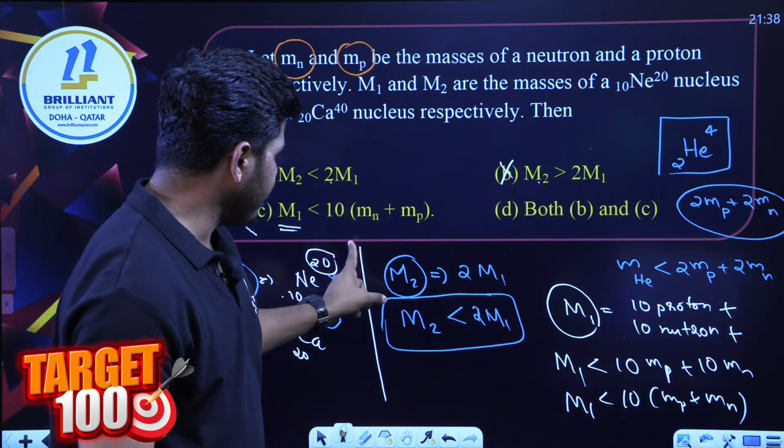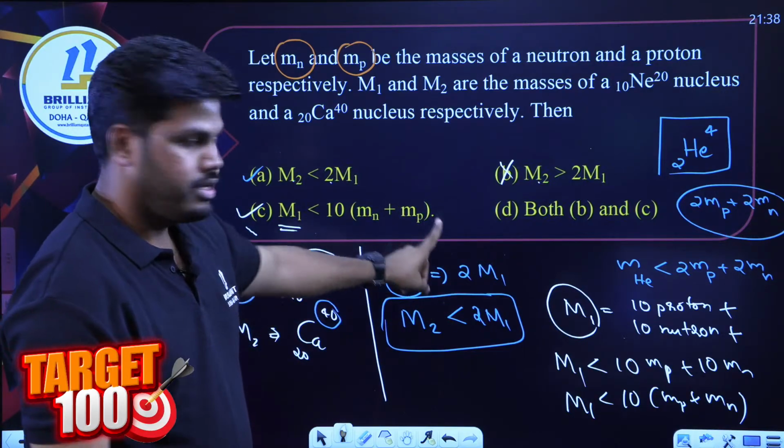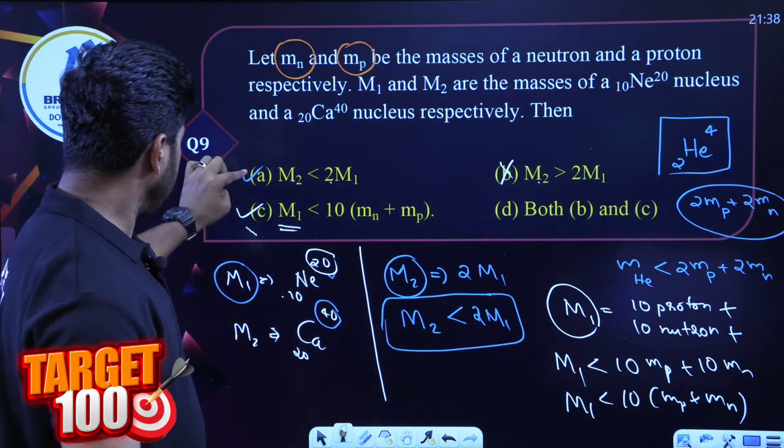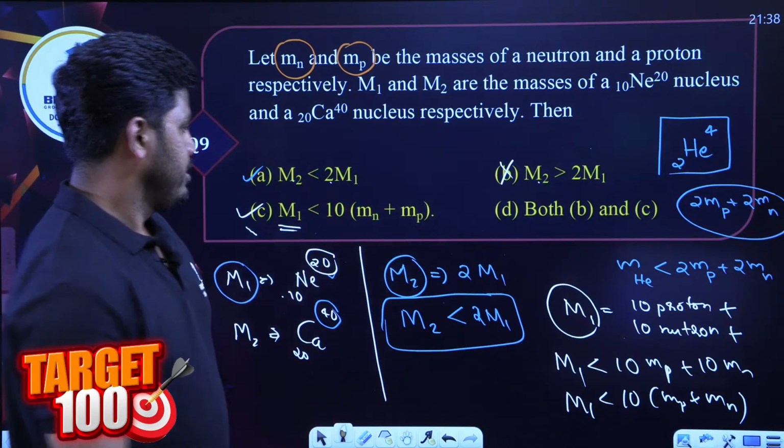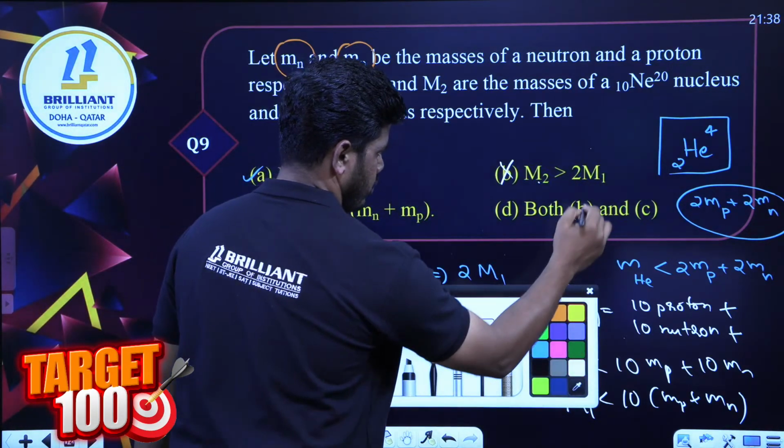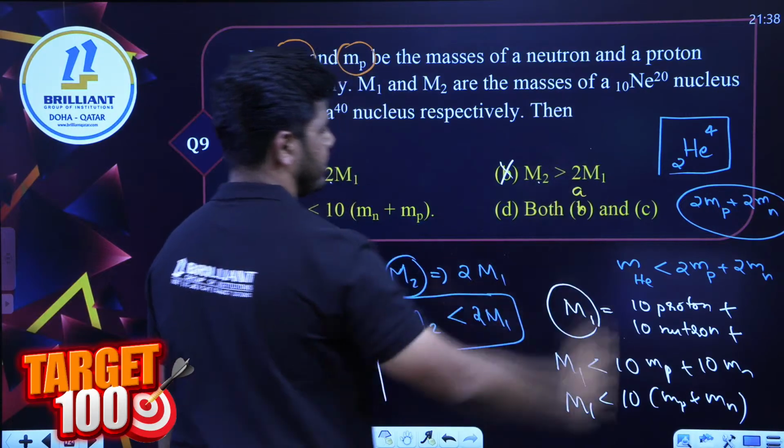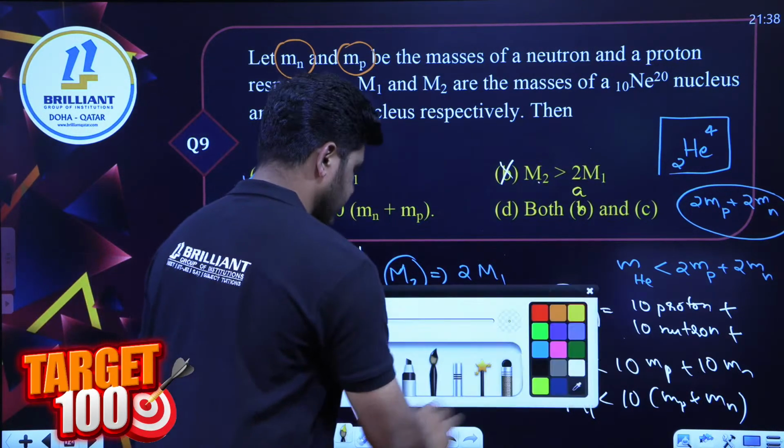M1 less than 10 times the mass of neutron plus mass of proton. See, A and C are correct. So you have to just change this into both A and C, correct? Then D is the correct answer.